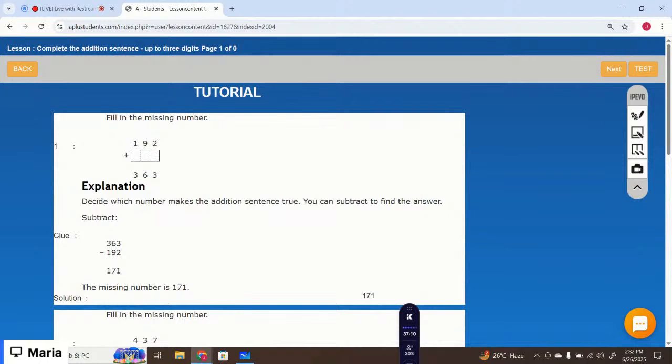So 363 minus 190. You need to subtract: 3 minus 2 is 1. You can't subtract 6 from 9, so 16 minus 9 is 7. And 2 minus 1 is 1. So that is 107 here. So the missing number is 179.